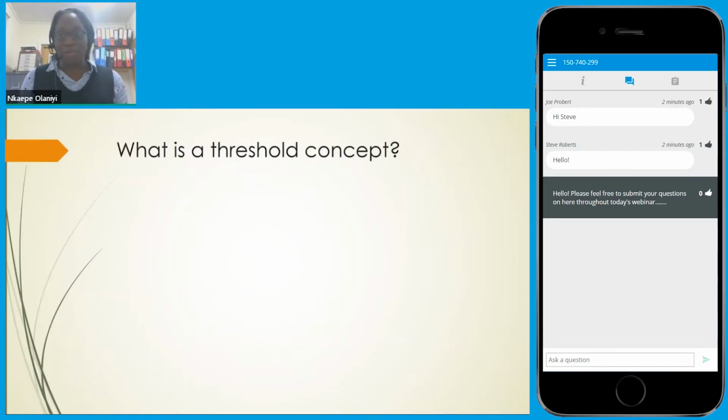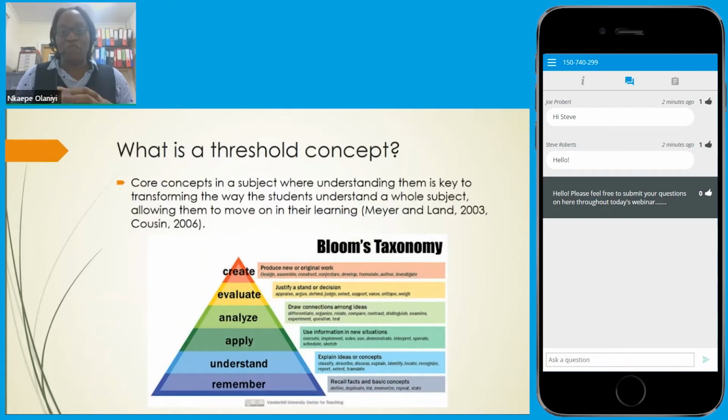First of all, I want to make sure everyone understands what a threshold concept actually is. I've got a quote here from May and Land, who are very much the experts in this field, and it's to specify the fact that a threshold concept is one that's core to any subject, and it's key to transforming the way a student understands the whole subject. So if they're struggling with that core concept, then the rest of the subject really won't make sense.